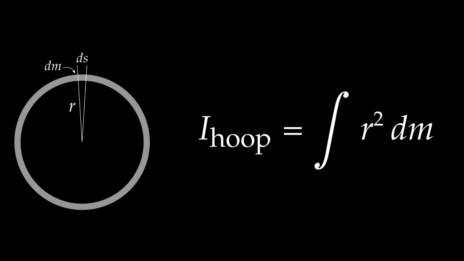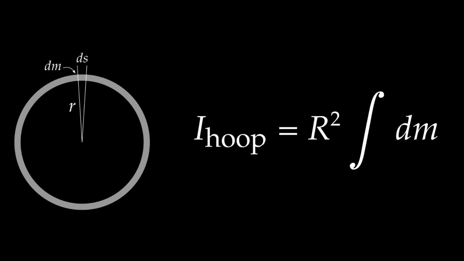And then a thing becomes immediately apparent. Every single dm is the same distance from the axis of rotation. And so once again, the r squared is a constant and comes out of the integration, so it's r squared times the integral of dm, which once again gives me the same result. That's right. The moment of inertia of a hoop and the moment of inertia of a point particle are the same.